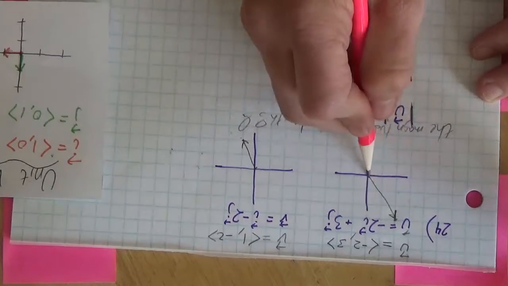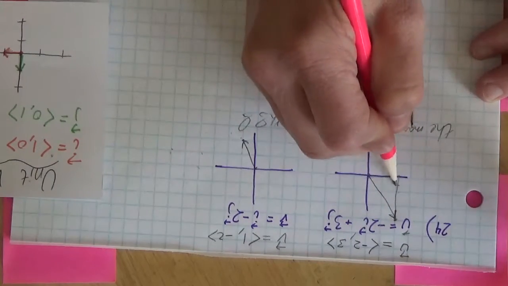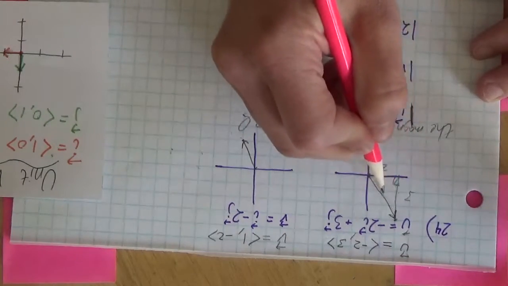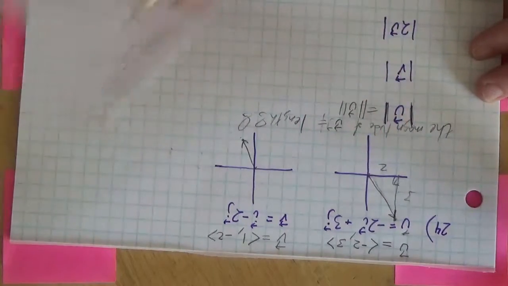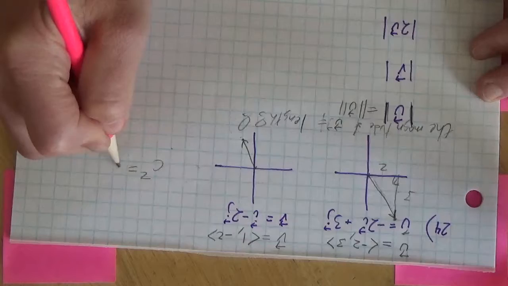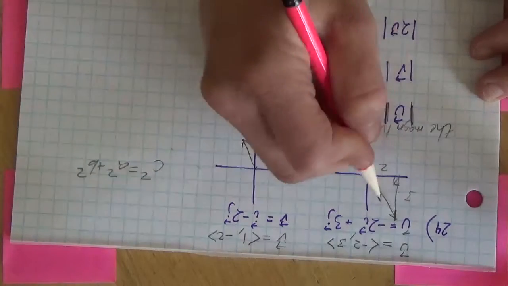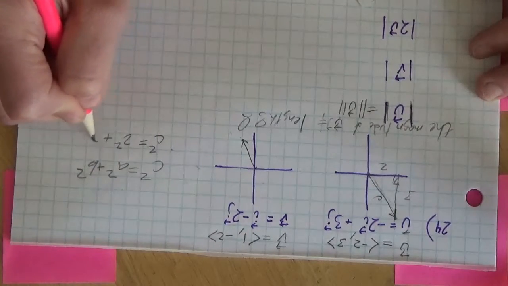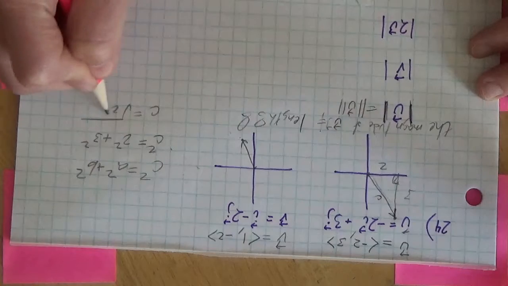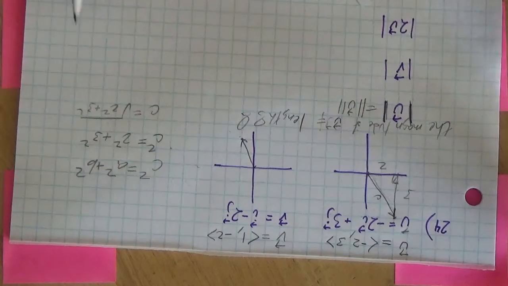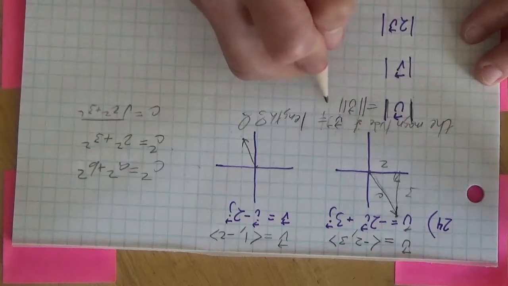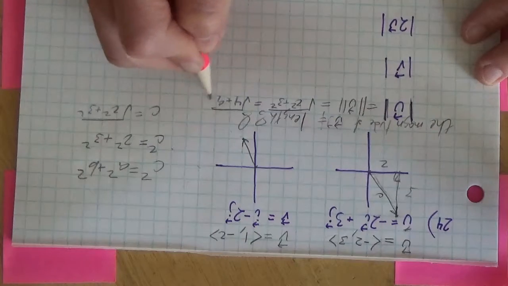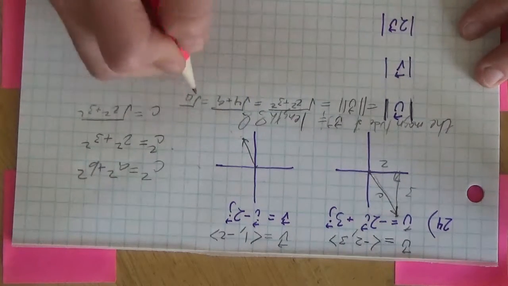Hey, I drew this, right? So I could draw a little triangle and pull out my Pythagorean theorem. I know that this is 2 long, this is 3 long. I know that c squared equals a squared plus b squared. So if I call this c, c squared would be 2 squared plus 3 squared. So c would be the square root of 2 squared plus 3 squared, which is the square root of 4 plus 9. So that length, that magnitude, is the square root of 13.